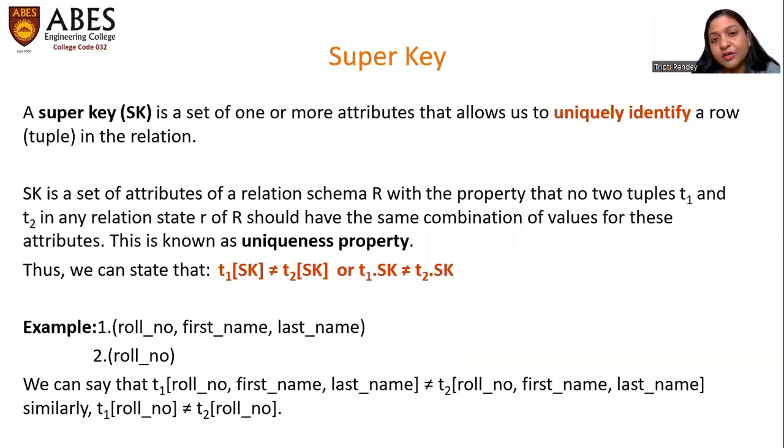A super key is a set of one or more attributes that allow us to uniquely identify a row or a tuple in a relation. A super key is a set of attributes of a relation schema R with the property that no two tuples T1 and T2, where T1 and T2 denote tuples here, in any relation state R should have the same combination of values for these attributes. This is known as the uniqueness property. This means that no two tuples should have the same super key. Like in this example, the first super key can be roll number, first name and last name. The second super key can be roll number.